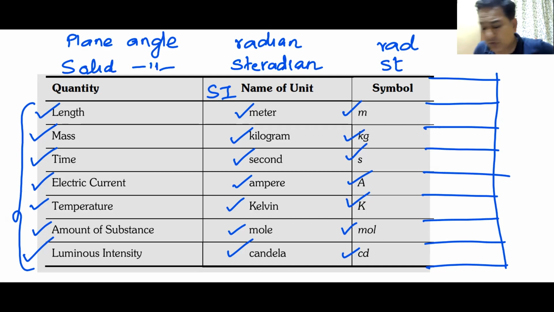Solid angle we are not going to use. Plane angle we are going to use. Solid angle we use in 12 standard. So whenever we require it, we will get to this plane angle, the angle that you know. Remember, the SI unit of the angle that you have used is radians and it's not degrees Celsius. It is not degree. It is radian.